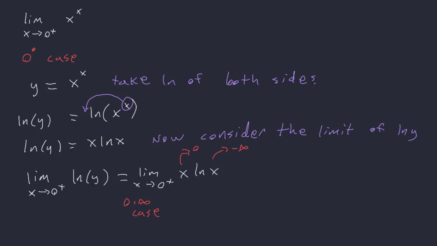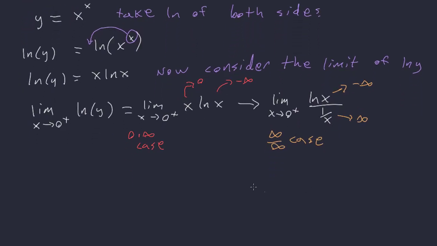So we can use L'Hopital's rule. We just need to rewrite this as a fraction. And I think the best way to do that is to take our limit and move the x down into the denominator. So we have the natural log of x over 1 over x, or you could write that as x to the negative 1. Now, as x goes to 0 from the right, ln of x goes to negative infinity, and 1 over x goes to positive infinity. So this is an infinity over infinity case. So now we can apply L'Hopital's rule.